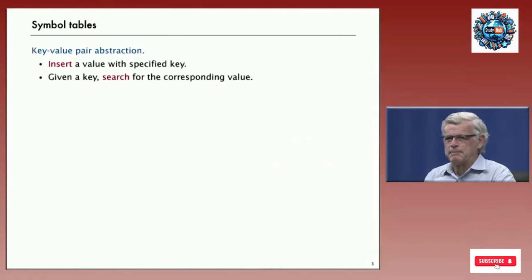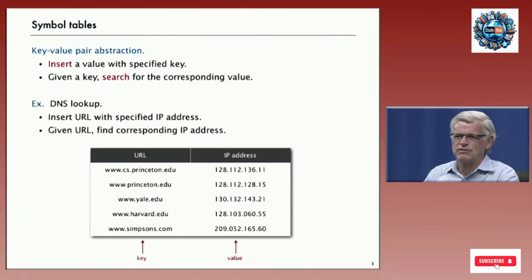Start with the API. The idea behind symbol tables is to implement the following abstraction. We're going to have keys, like our keys in priority queues, but the whole idea is that we're going to want to associate values with each key. So the two operations that we're going to perform in symbol tables are the insert operation, where we're putting a key value pair into the symbol table, a value with a specified key, and then given a key, we want to search for the corresponding value. Those are the two basic operations.